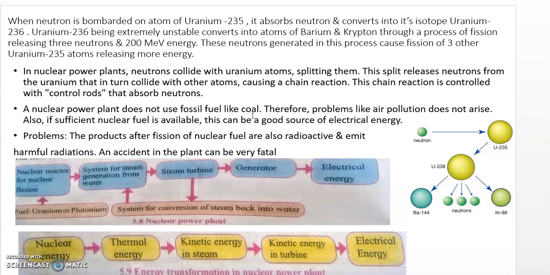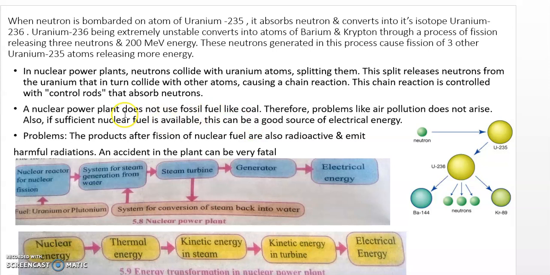And lastly, the reserves of this fossil fuel, that is coal, are limited. Therefore in future there will be limitations on the availability of coal. But in the nuclear power plant, we don't use fossil fuel like coal. Therefore problems like air pollution will not arise. Also, if sufficient nuclear fuel is available, this can be a good source of electrical energy. But it has drawbacks.